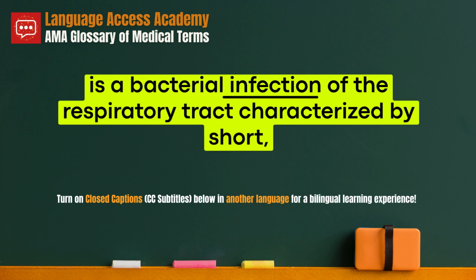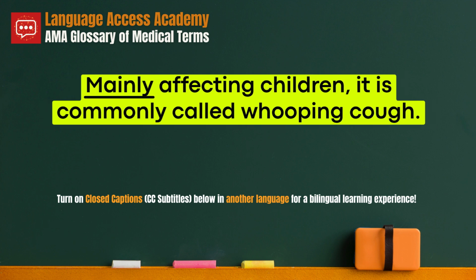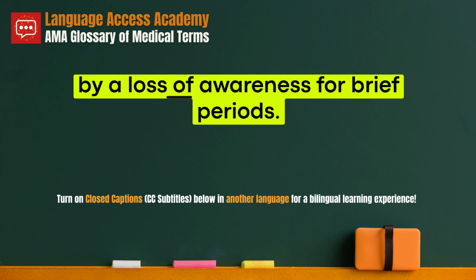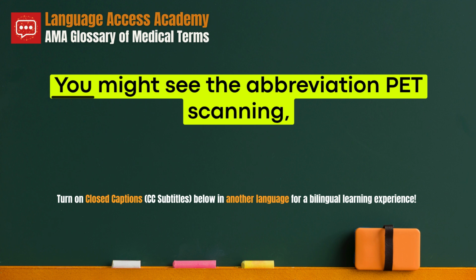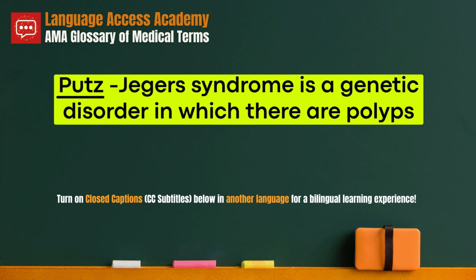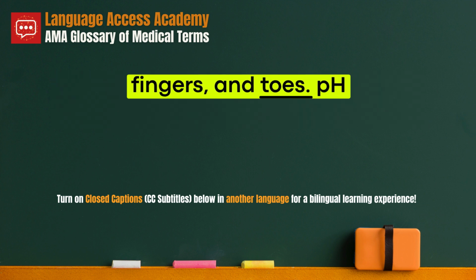Pertussis is a bacterial infection of the respiratory tract characterized by short, convulsive coughs that end in a whoop sound when breath is inhaled. Mainly affecting children, it is commonly called whooping cough. A petit mal is a seizure characterized by a loss of awareness for brief periods. You might see the abbreviation PET scanning, which we will define fully under positron emission tomography scanning. Peutz-Jeghers syndrome is a genetic disorder in which there are polyps in the small intestine and brown melanin spots on the lips, mouth, fingers, and toes.